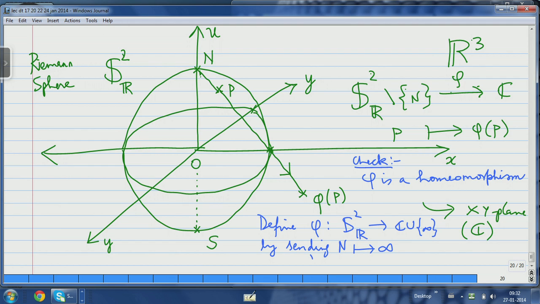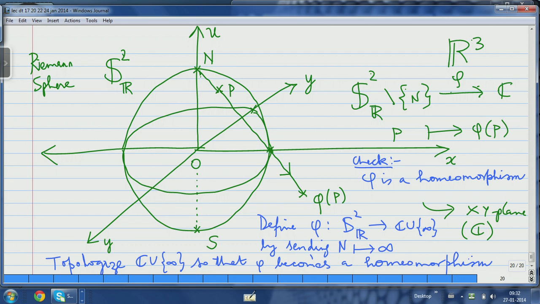So let me write here: topologize the extended plane C union infinity so that phi becomes a homeomorphism. This is what you do.